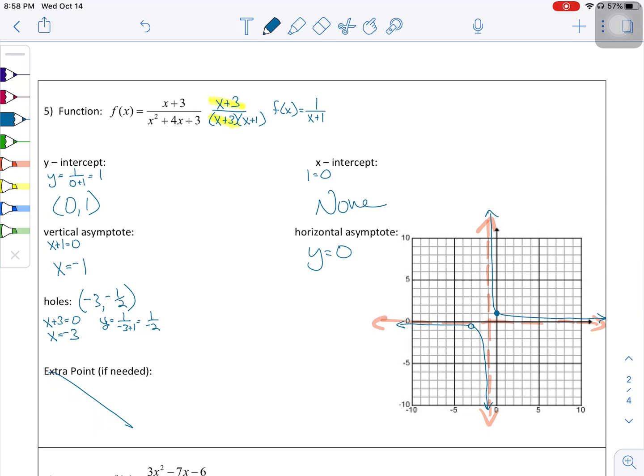And again, that's that goofy problem where your degrees did not match. Higher degree in the denominator means that you have a horizontal asymptote of y is equal to 0.